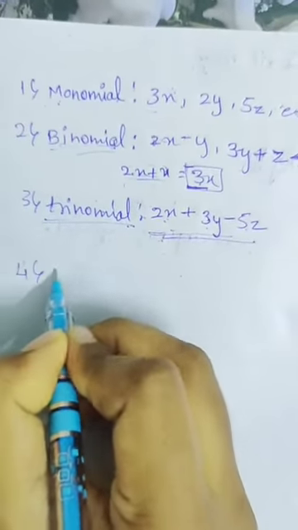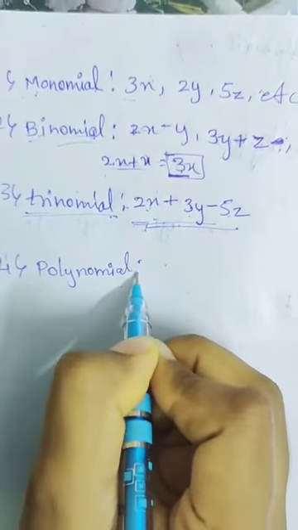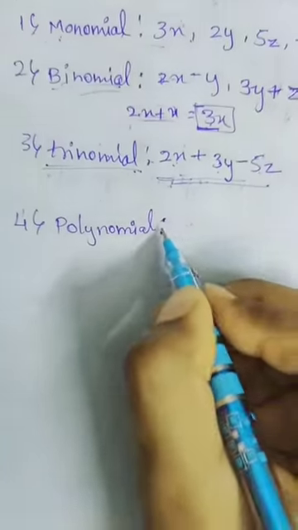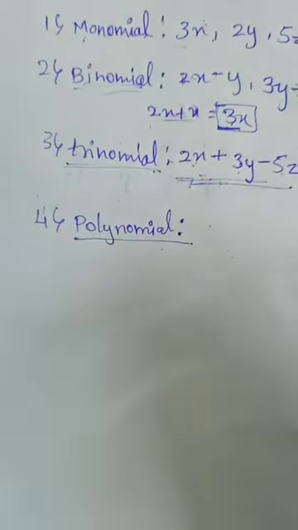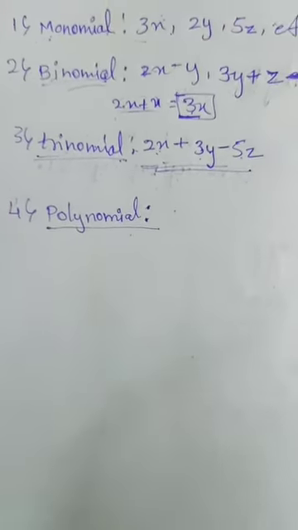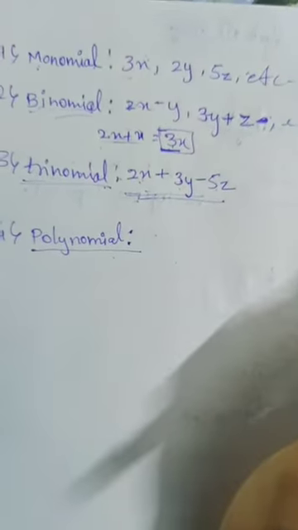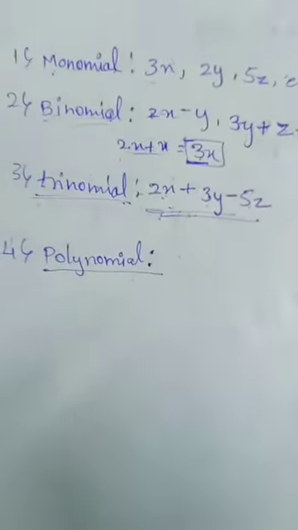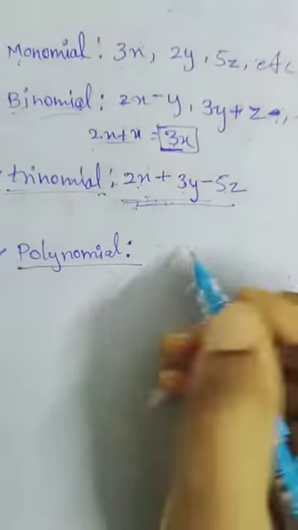And the fourth one is polynomial. Most people have wrong information on polynomial. If we ask the definition, they will say polynomial means an algebraic expression having more than three terms. But it is not the exact definition, it is a wrong definition. It does not hold good in all cases. Only in some cases will it be agreed.